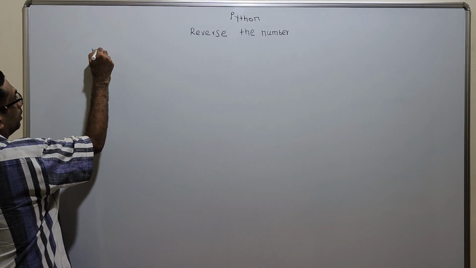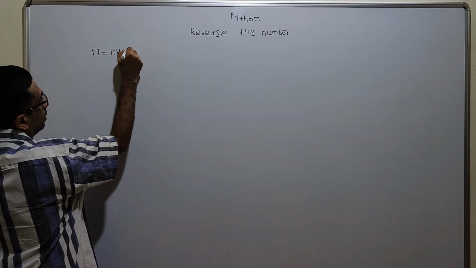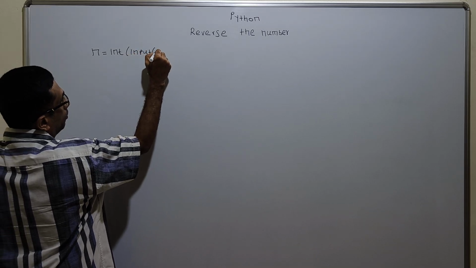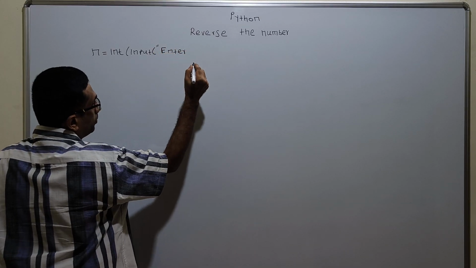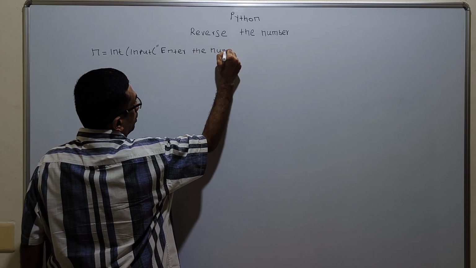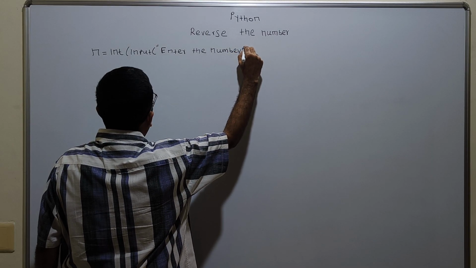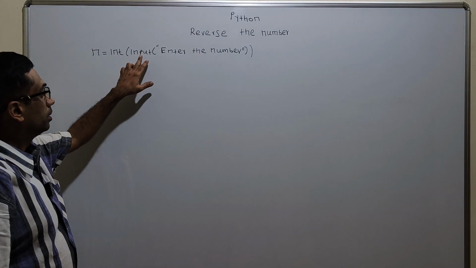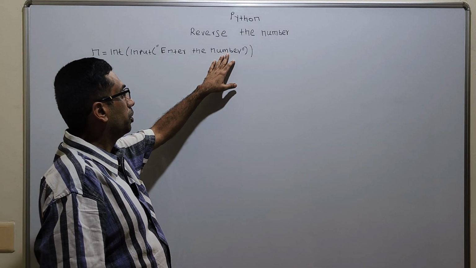Variable n equal to integer of input of "Enter the number." I am closing the double quotation, closing the input statement, closing the int function. The input statement displays the string, "Enter the number," in the user's console.